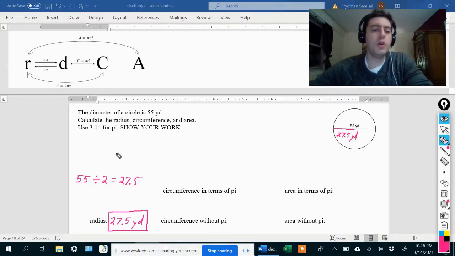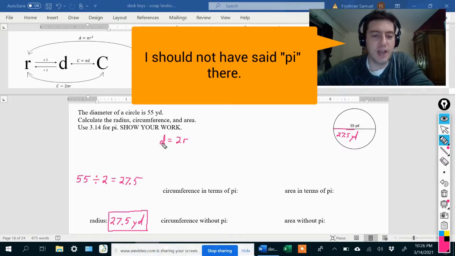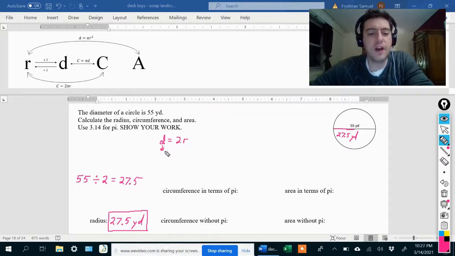Now, one equation that I don't have on this picture, and actually I forgot to mention it in the other video, is D equals 2r, which says that the diameter is twice as long as the radius. Another way that we could have answered this would be to plug 55 in for D and then solve for r by dividing both sides by 2, and that cancels out there. And then we would get, again, r is equal to 27.5.